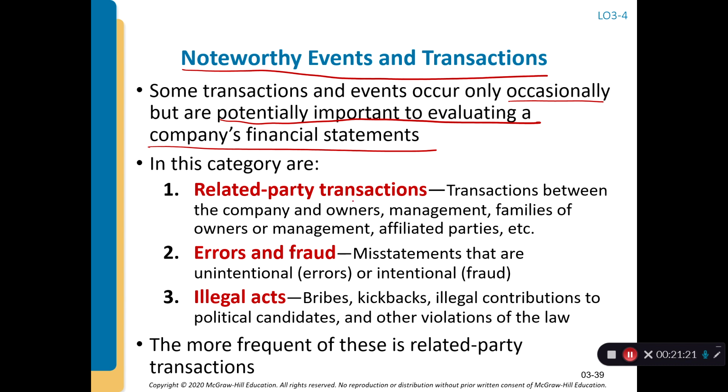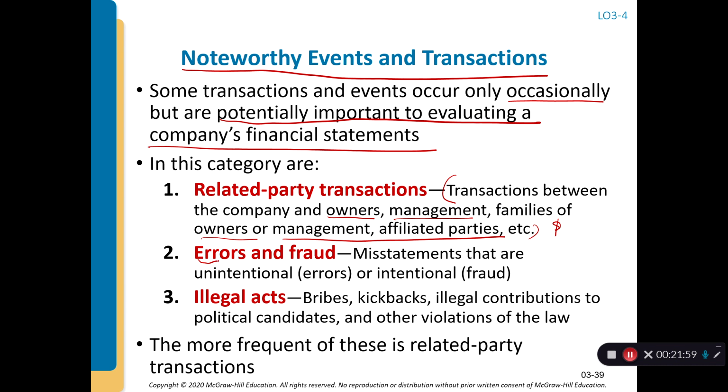Related party transaction means a transaction between the firm and the owners or the management, or family of the owners or management, affiliated parties, right? You have to fully disclose those kinds of transactions. So when a related party transaction occurs, companies need to disclose the nature of the relationship and provide a description of the transaction, reporting the dollar amount of the transaction and any amounts and the intent of that transaction, right?